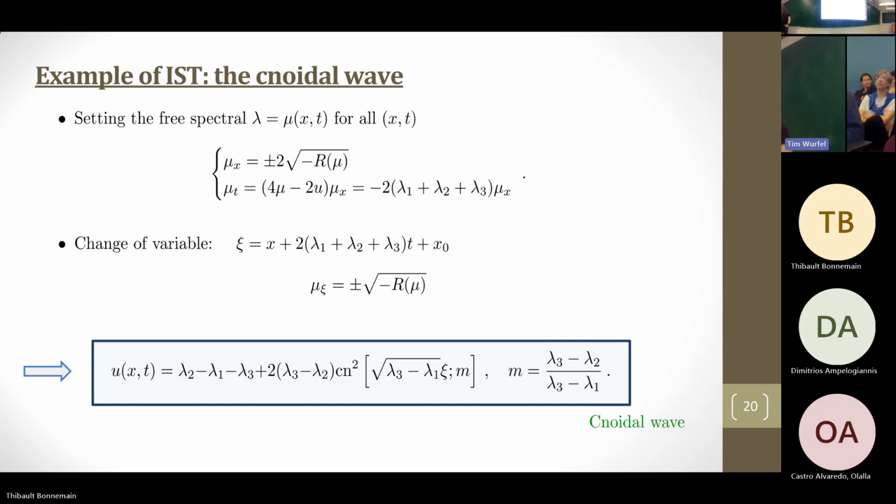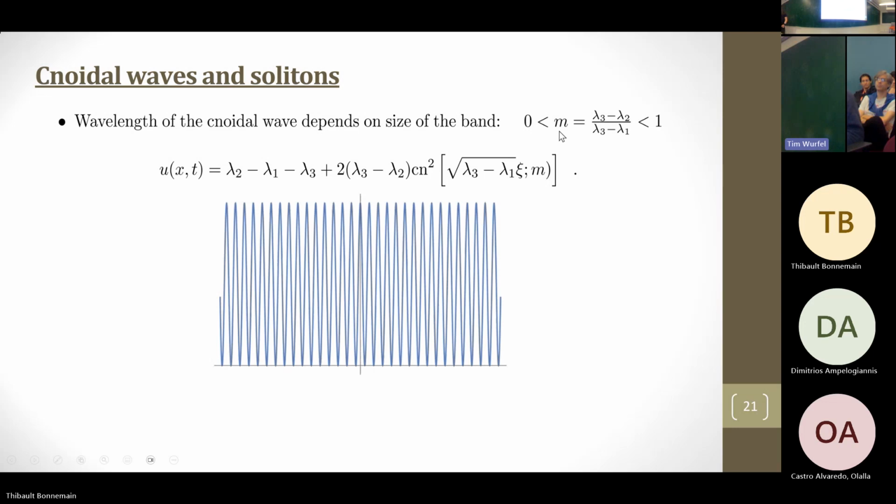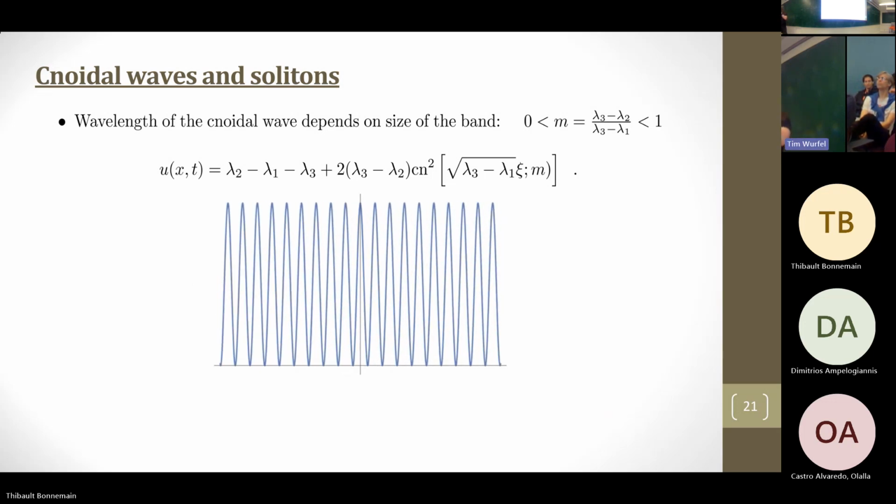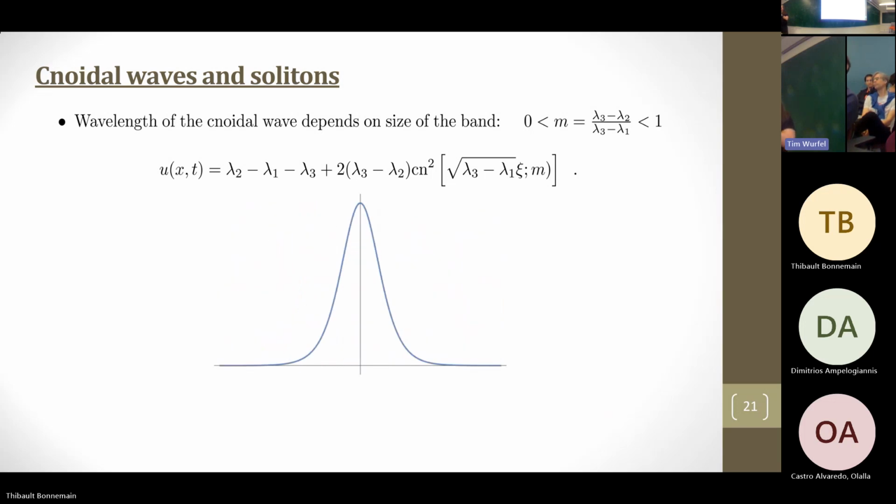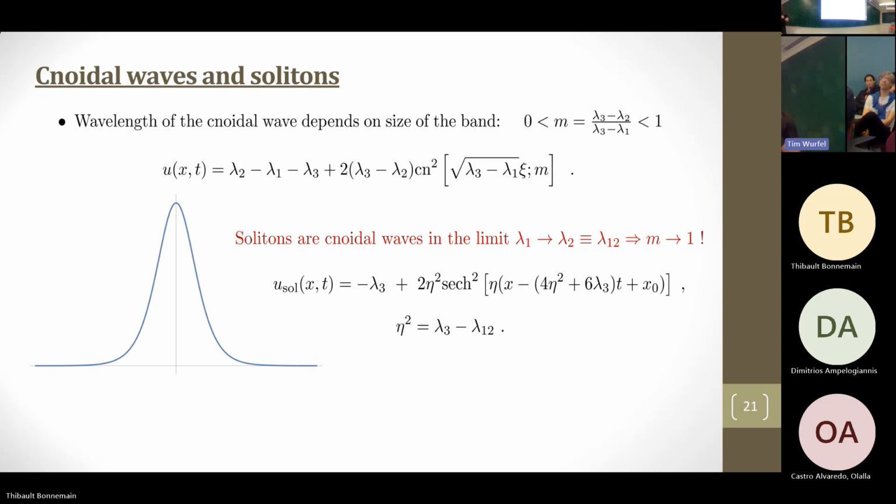Okay, so this cnoidal wave solution has a wavelength that depends on this parameter m. As you can see from this definition, it depends on the finite band. If the finite band is large, m is close to 0, and if the finite band is small, then m tends to 1, as lambda 1 approaches lambda 2. I've put a small animation here to show you how it goes. I start with a large band, so my wavelength is rather small, and then I take lambda 1 closer and closer to lambda 2. Eventually, when lambda 1 is equal to lambda 2, the wavelength becomes infinite, and we end up with a soliton.